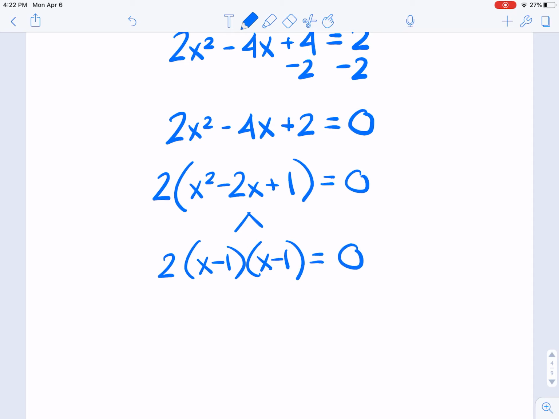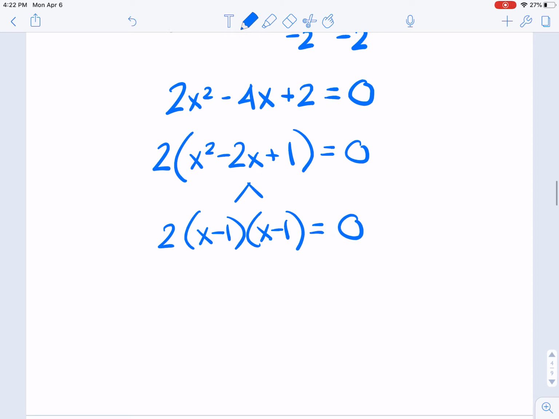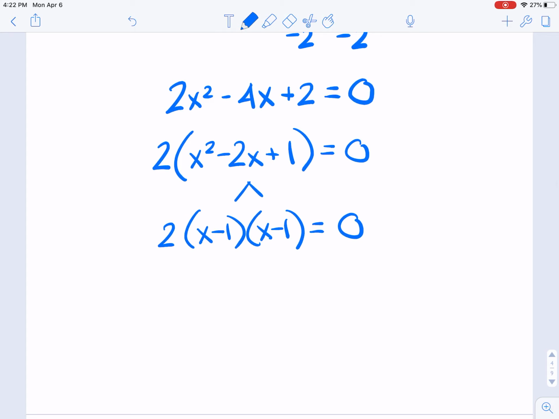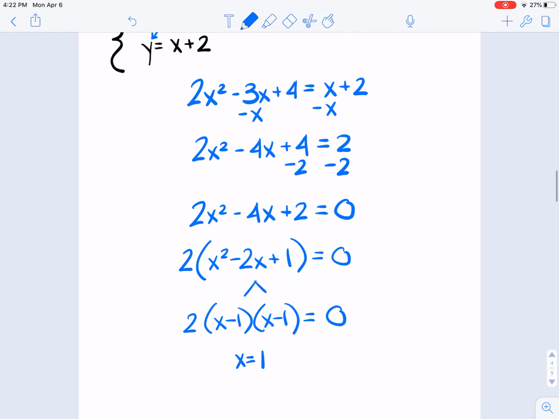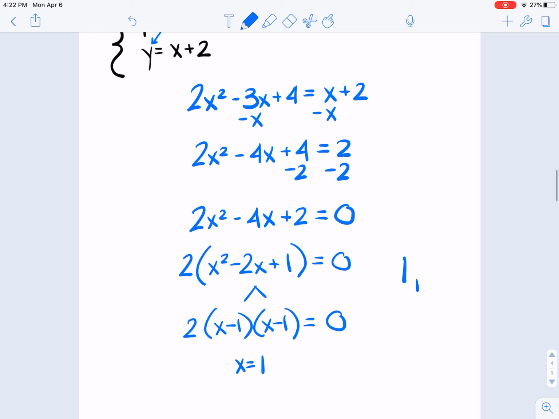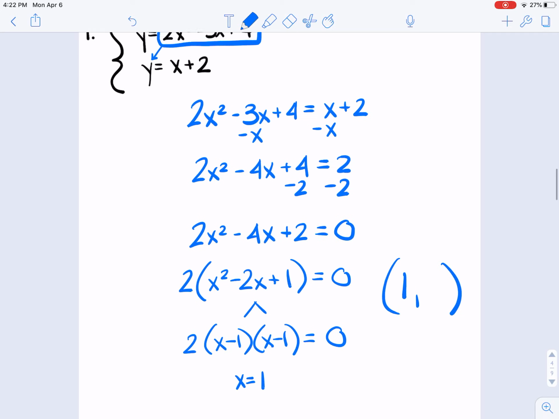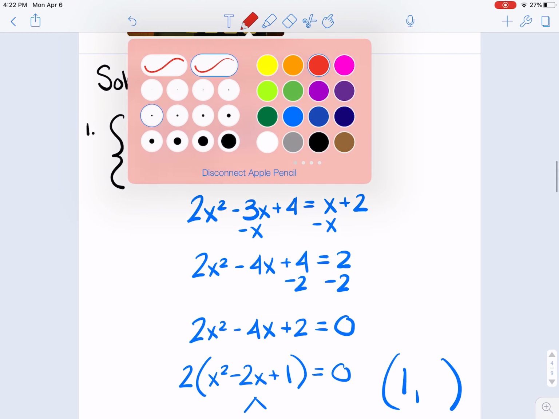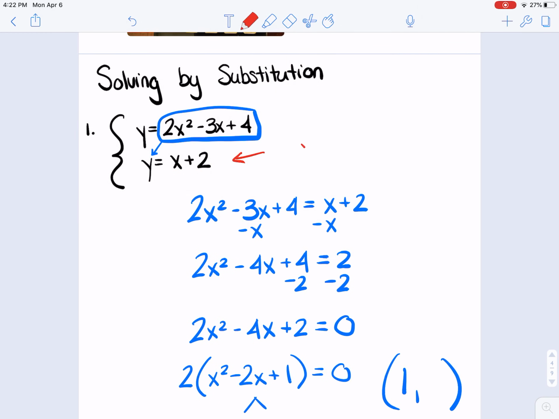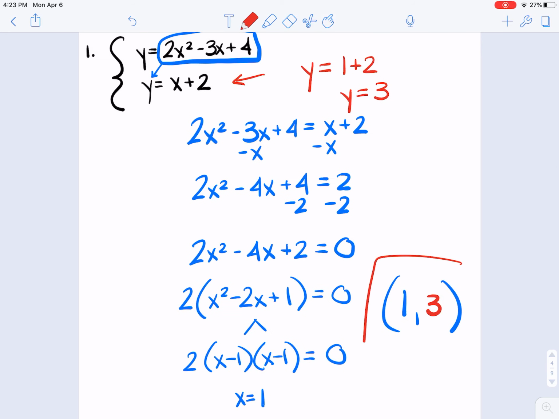What it means that I have the same thing twice is that this is a circumstance where I only have one answer, and my x value is 1. Because my final answer is only going to be 1 point, I'm going to take that 1 and plug it into one of these 2 equations. Personally, I think that the linear equation is much easier to plug it into. I could almost do that in my head. And I get (1, 3) as my coordinate point.